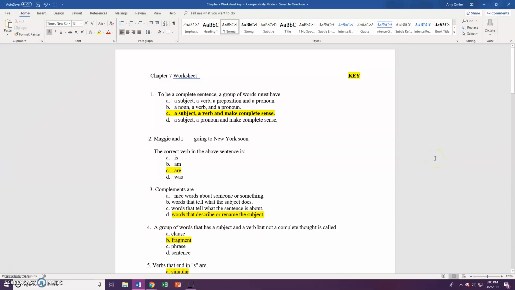Chapter 7 Worksheet Key. Number 1. To be a complete sentence, a group of words must have a subject, a verb, and make complete sense. If it doesn't make complete sense, it is a fragment.